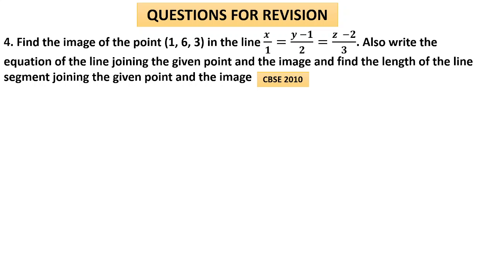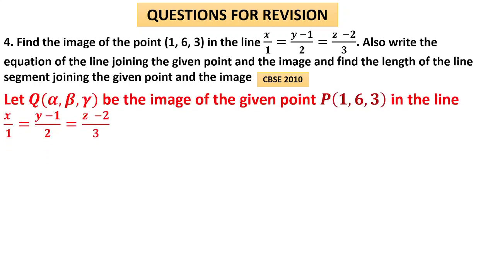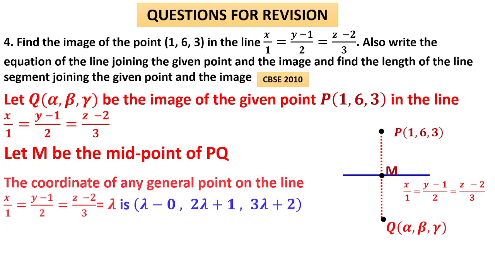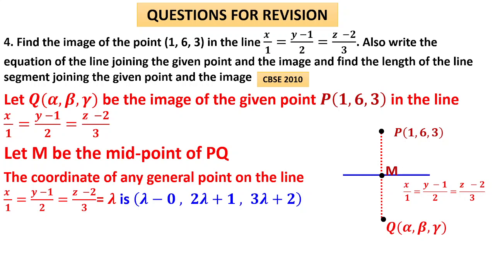Three questions are there. Let us see one after the other. Now alpha, beta, gamma I am calling as the image. Let M be the midpoint. Now I am showing the figure. M is the midpoint. And the coordinate of any general point on the given line, by equating it to lambda, we have already done. It will become lambda minus 0, 2 lambda plus 1, 3 lambda plus 2.